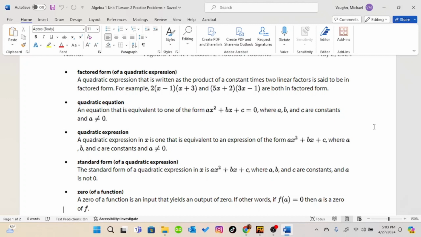And the final vocabulary term, zero of a function. A zero of a function is an input that yields an output of 0. In other words, if f of a equals 0, then a is a 0 of f.